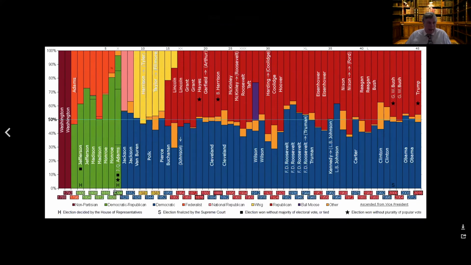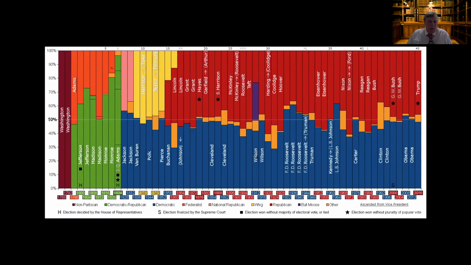And you can see that the House, marked by an H, decided the election of Jefferson, Adams, okay, there is an H elsewhere here. Let's see if we can find it. Okay, it's marked by a star here for Rutherford Hayes and Benjamin Harrison. And then up in modern times, George W. Bush and Trump.